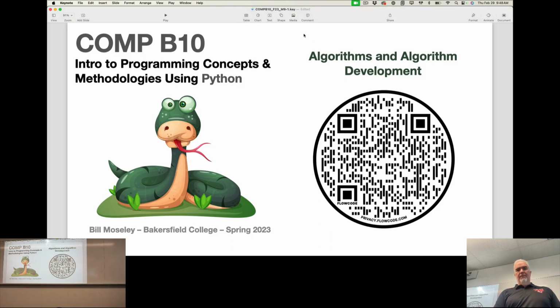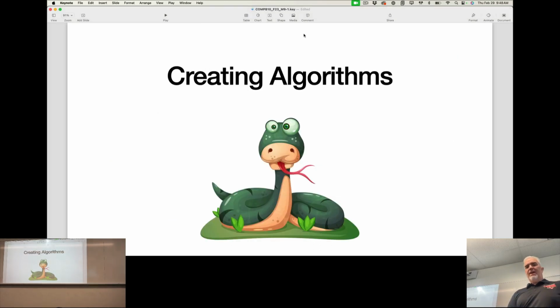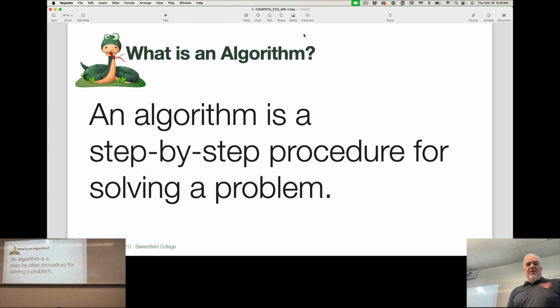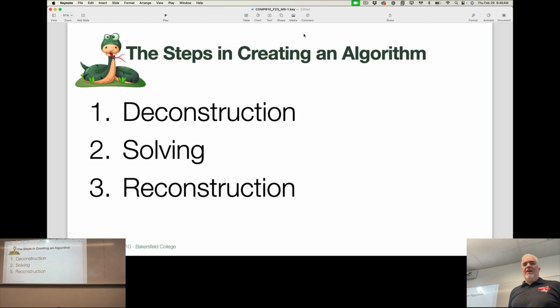Algorithmic thinking, or creating an algorithm, is really just coming up with a step-by-step procedure for solving a problem. It's a step-by-step procedure, typically that can be repeated with different data, and it still works. But the steps in creating an algorithm are relatively simple.